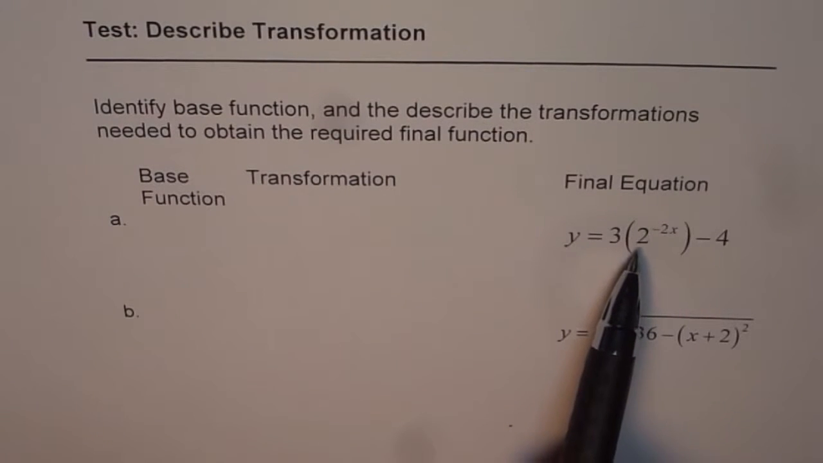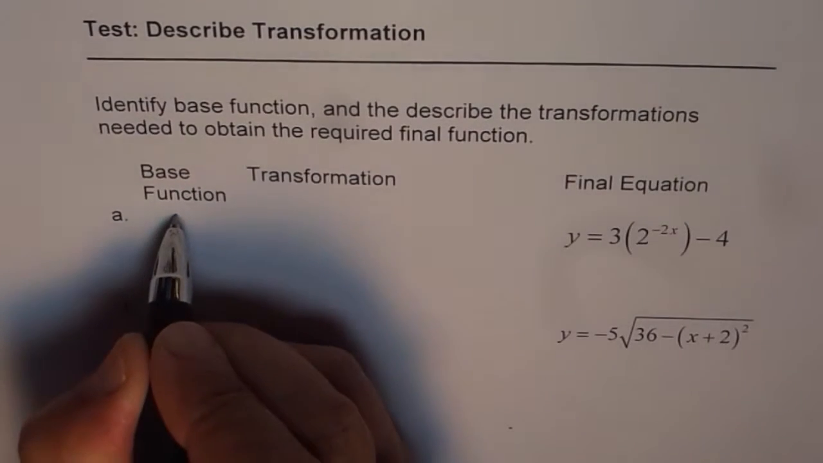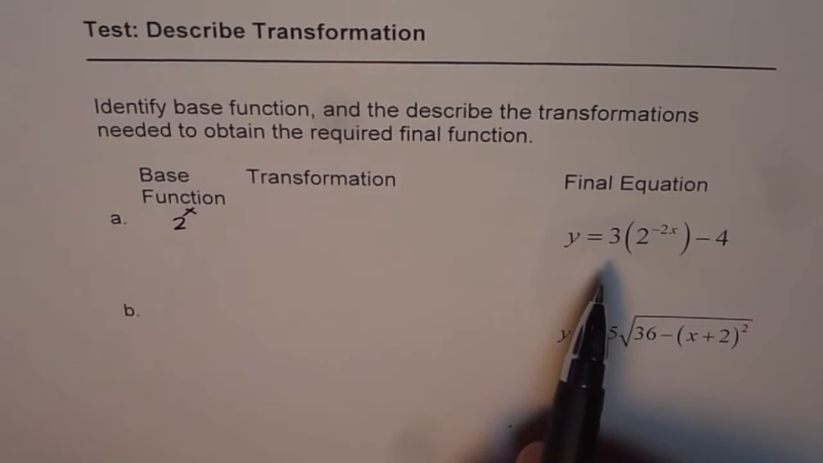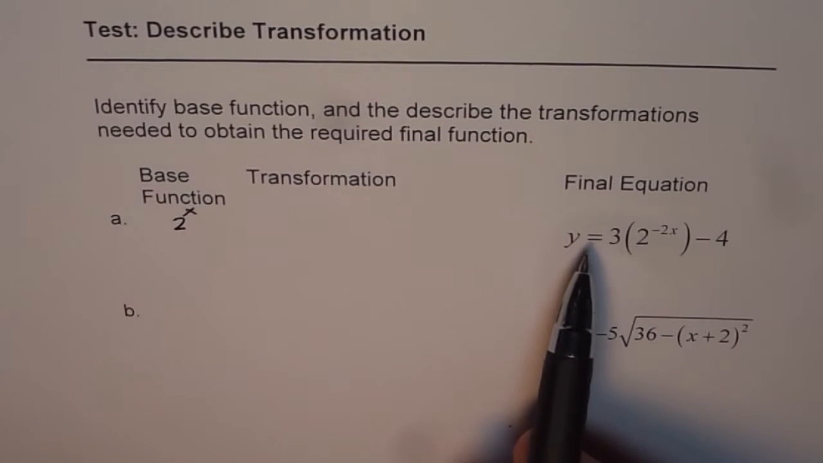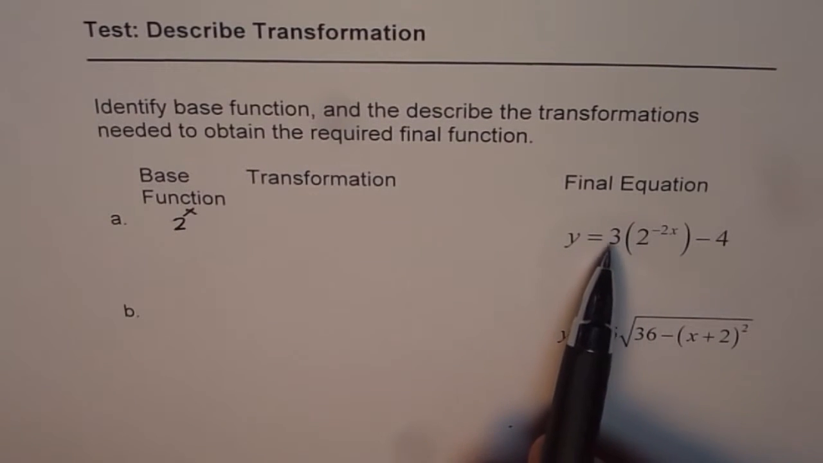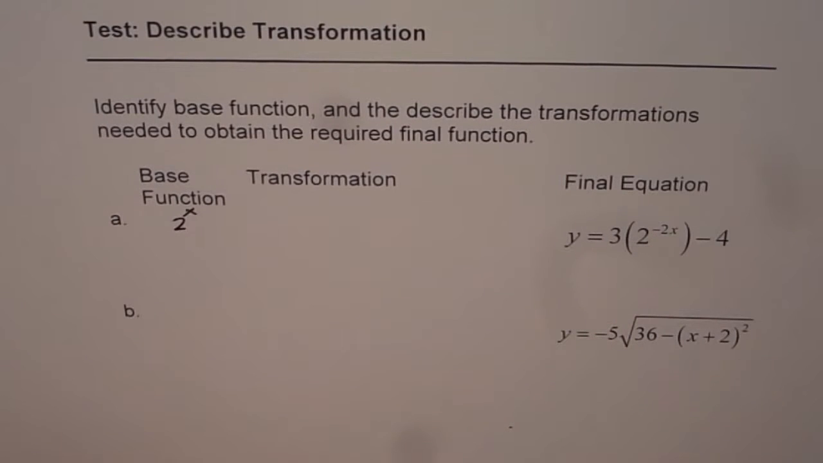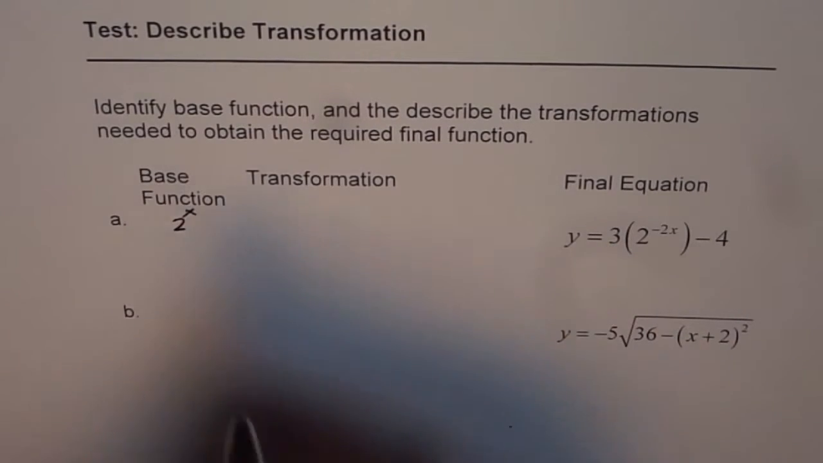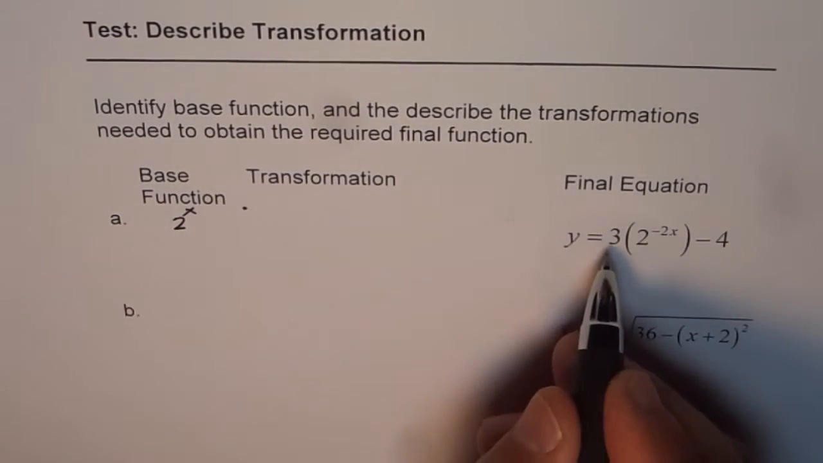So we have 2 to the power of something, right? So the base function is the exponential function 2 to the power of x. Now what are the transformations? For transformations, let's first start with the reflections and stretches and compressions. So we can say, well, 3 indicates a vertical stretch by a factor of 3. So that is the first transformation we could write.